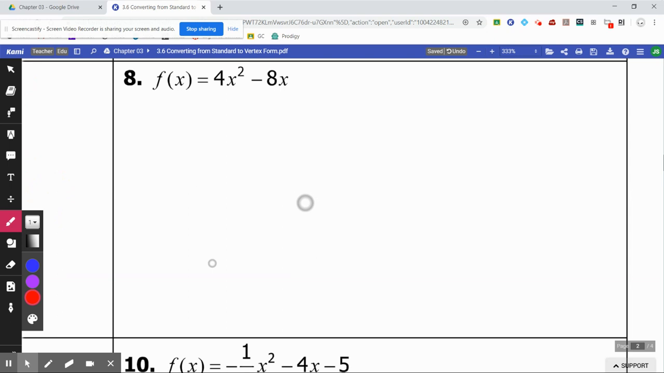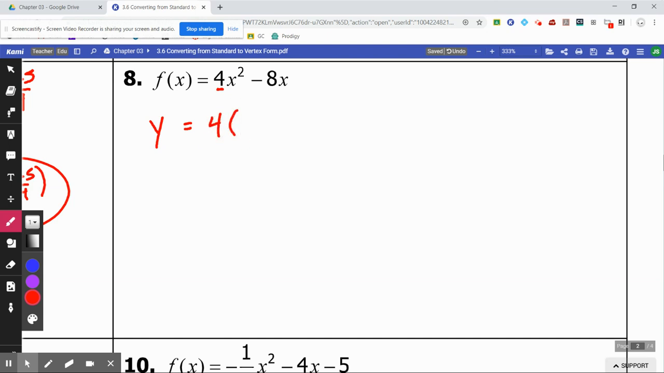Number 8, nothing's being added. There's no c term out here, so there's nothing that I need to move over. So I now have y equals, but however, there is a number in front of x squared. Let's factor that out first. 4 parentheses, x squared minus 2x. Leave a blank. The reason I leave the blank is because I now have to complete the square.